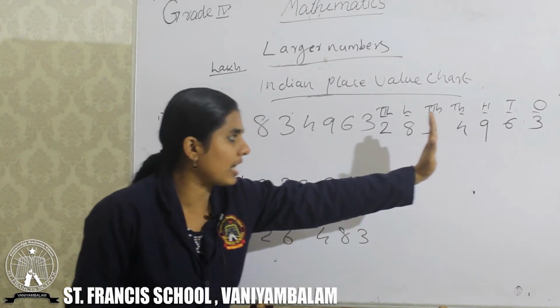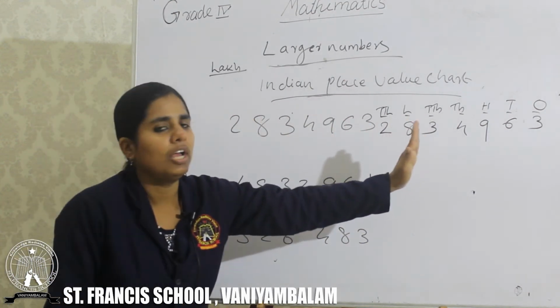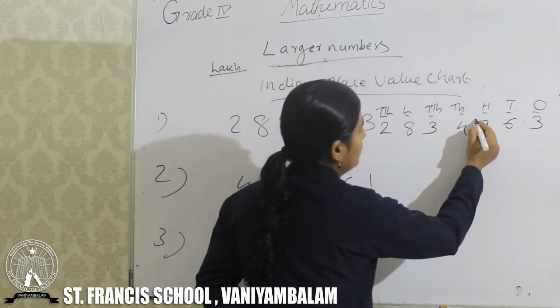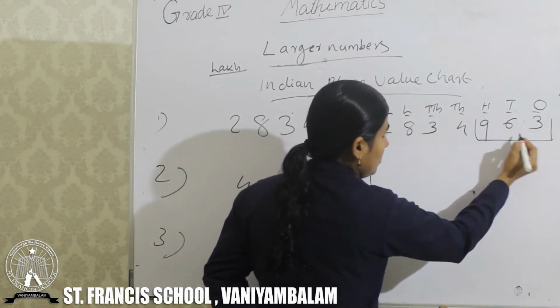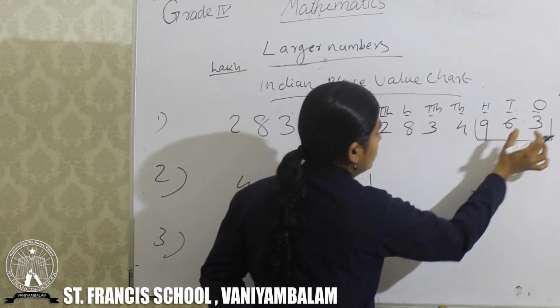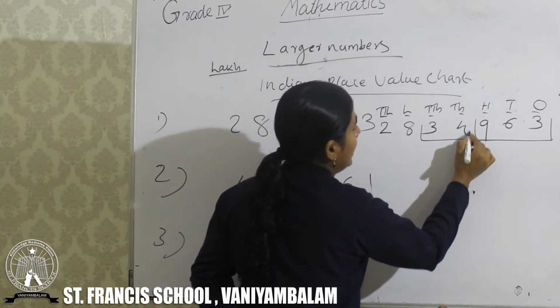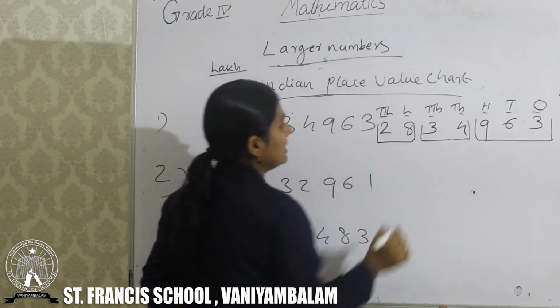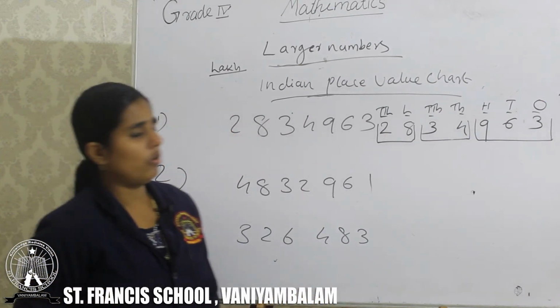Then every time right to left. After that we can divide. How many parts? First part is the ones period: hundreds, tens and ones together. Then the second part, 1000 and 10,000 together. Third part, lakh and 10 lakh together. Okay, I hope you understand.